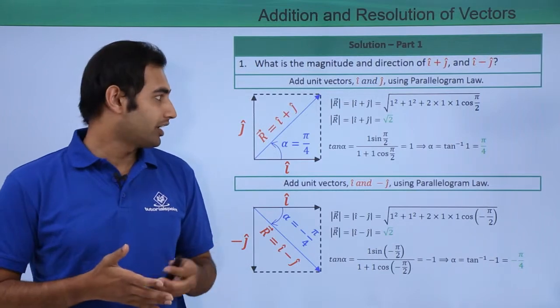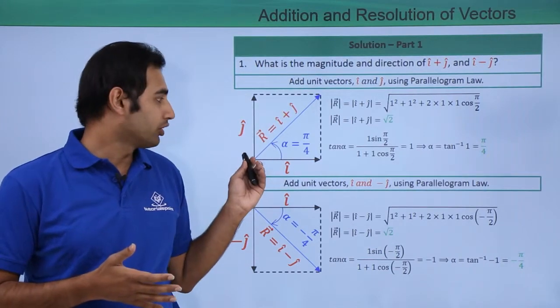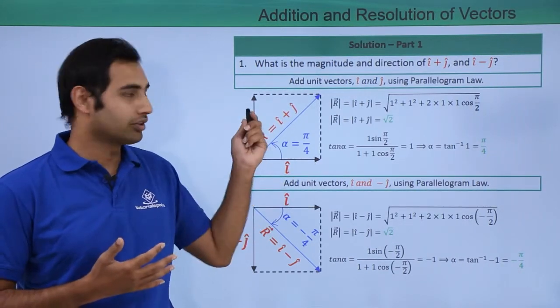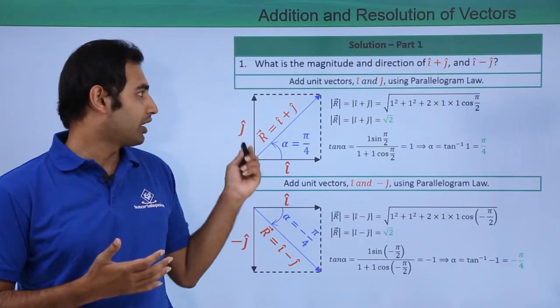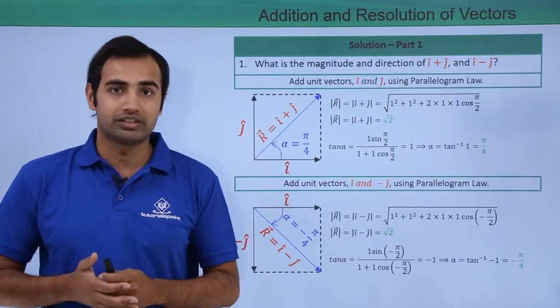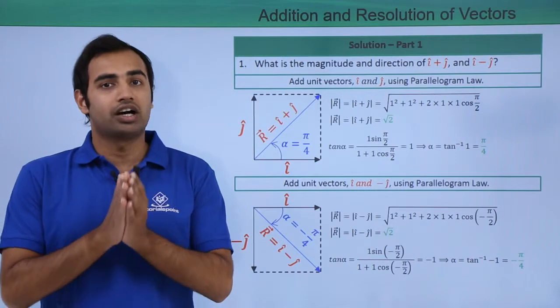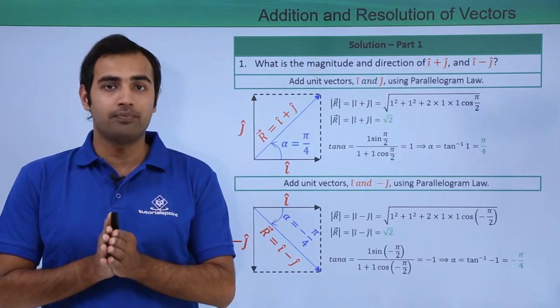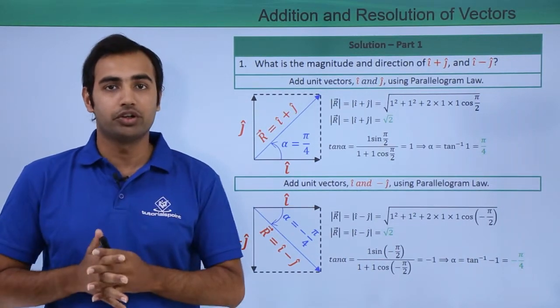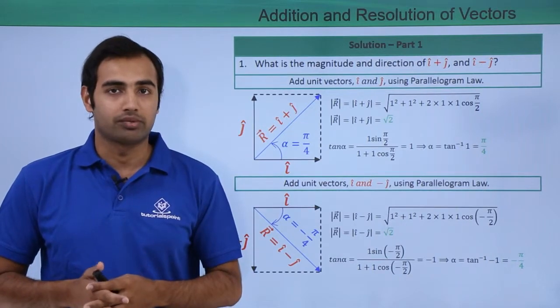So in the first part here, I have taken the sum of i and j. So I have drawn the i cap along the x-axis, j cap along the y-axis, and I'm adding them using the parallelogram law, obtaining this blue resultant over here. If you have any doubts in how to add two vectors using the parallelogram law, you can go back and watch the video of how to add two vectors using the parallelogram law.